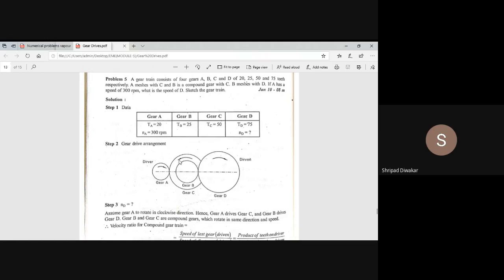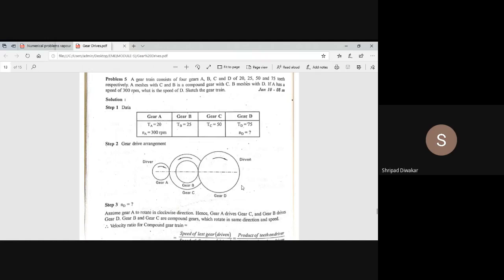They are in anti-clockwise direction, and gear D in clockwise direction. They're like that. You have to show the sketch, and you have to show it in such a way that gear A meshes with gear C. You see the diagram: gear B and gear D mesh with each other. Like that, you have to show the diagram.